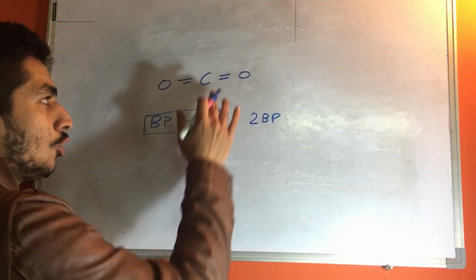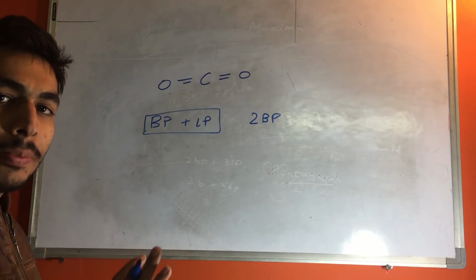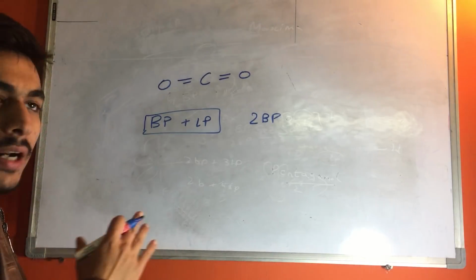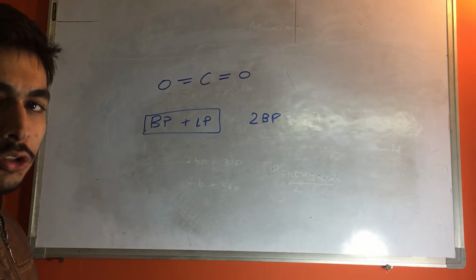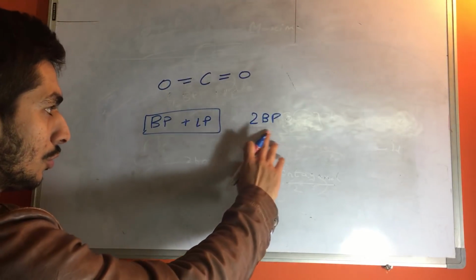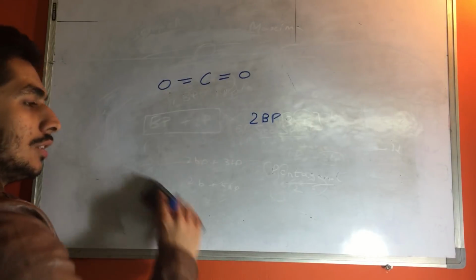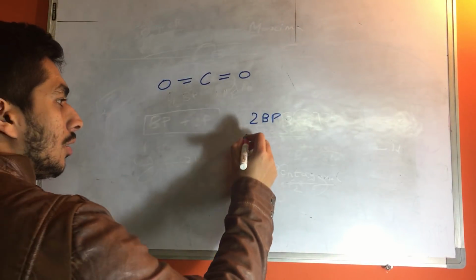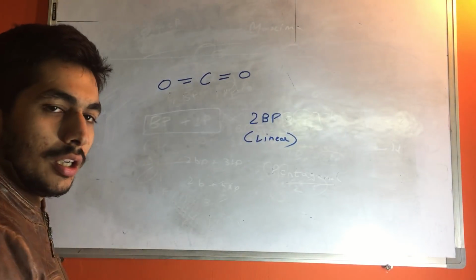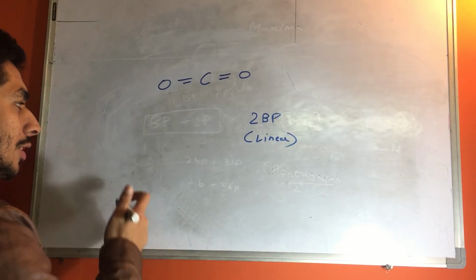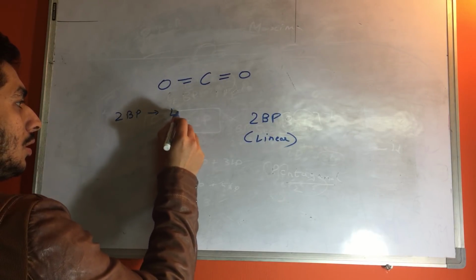Okay. And how many lone pairs? Since all the 4 electrons are participating in bonding, there's no lone pair on the carbon. It might look confusing right now, but just follow my video for a little while and things will clear out on their own. So there are 2 bond pairs. Now for 2 bond pairs, the VSEPR theory predicts that the geometry is linear. So this compound has linear geometry. Alright. So according to VSEPR theory, I'll just write it down. If we have 2 bond pairs, then the structure is linear.